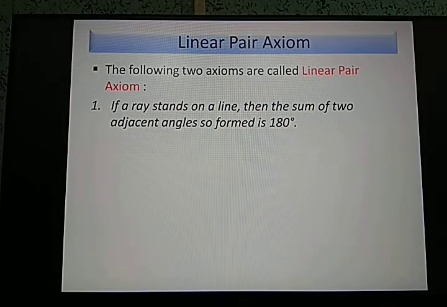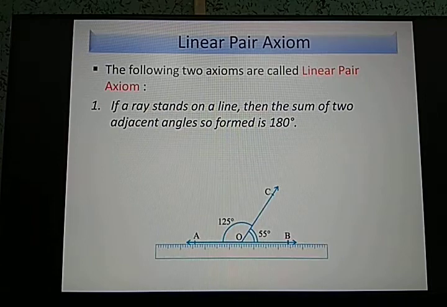Number one, if a ray stands on a line, then the sum of two adjacent angles so formed is 180 degree. So if we draw a line and on that line a ray stands. Now let me show you the figure. So this is the figure. Now here AB is a line and on that line a ray, that is OC. OC is a ray. It stands on the line AB. Then the sum of the adjacent angles so formed is 180 degree.